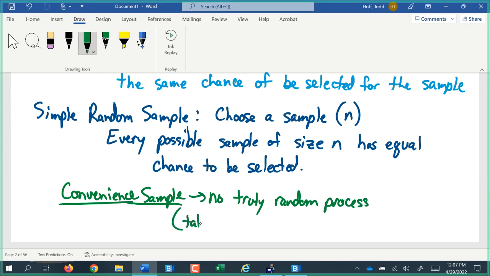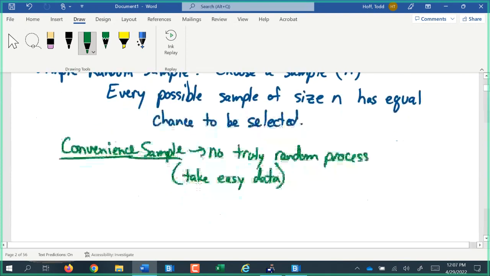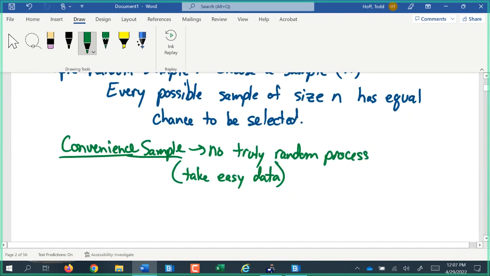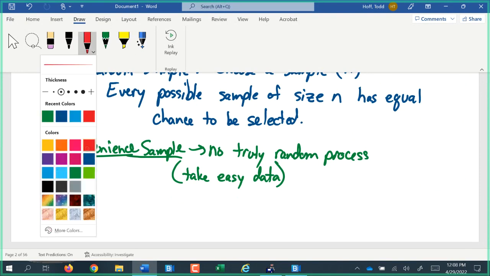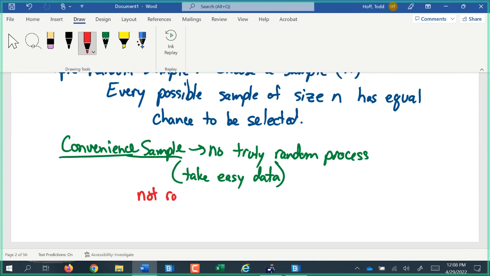In other words, we take the easy data. So let's say I determine that I need to sample at least 50 people, 50 voters, to get an accurate picture of the election. I cannot just walk out on the street and ask the next 50 people I see. There is no random process there because people that are at work or at least not on the street at that time have no chance of being in that sample. It is not a random process. So it's not even random.